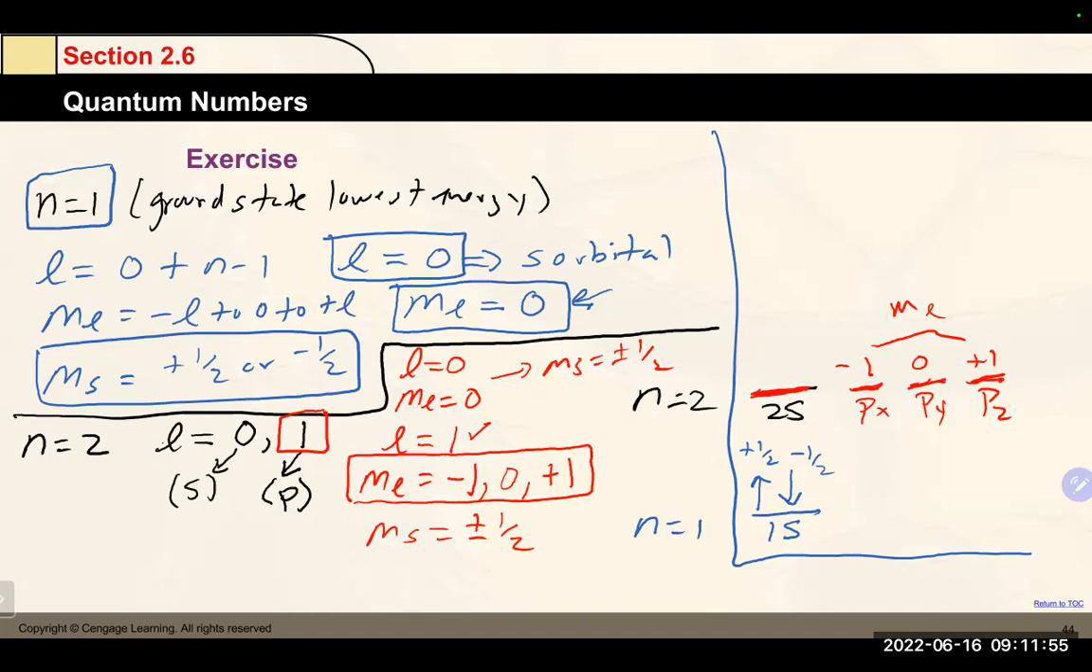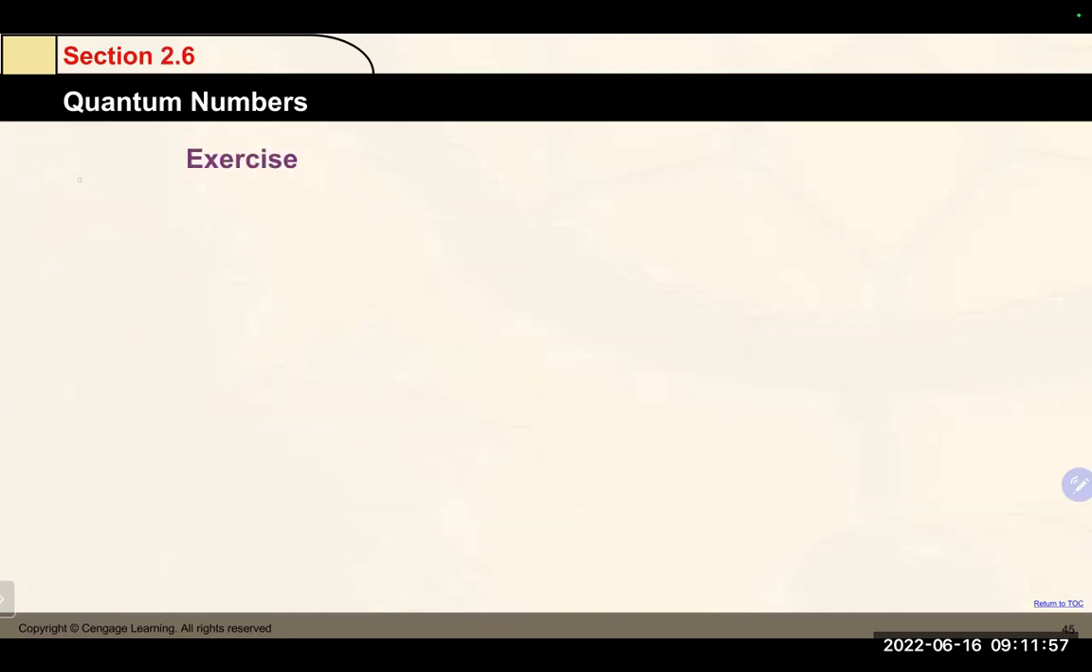Okay, so why don't you try all the possible quantum numbers for an electron on the n equals 3 level. All right, so take a couple minutes, see what you come up with.